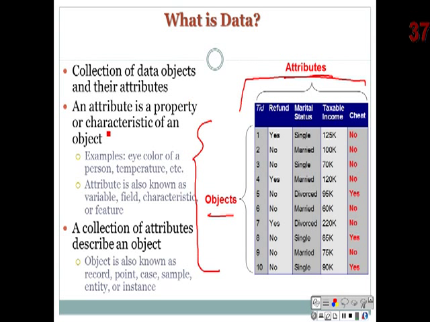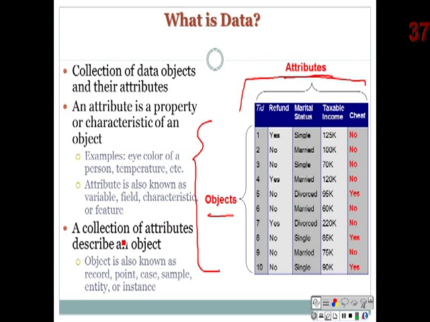This is the data. An attribute is a property or characteristic of an object, for example, eye color of a person, temperature, etc. Attribute is also known as variable, field, characteristic, or feature. You can hear different kinds of terminology based on the arena that the person is talking about in data mining. If he comes from statistics, he will use attribute. If he comes from software engineering, he will use variable. If he comes from databases, he will use field, etc.